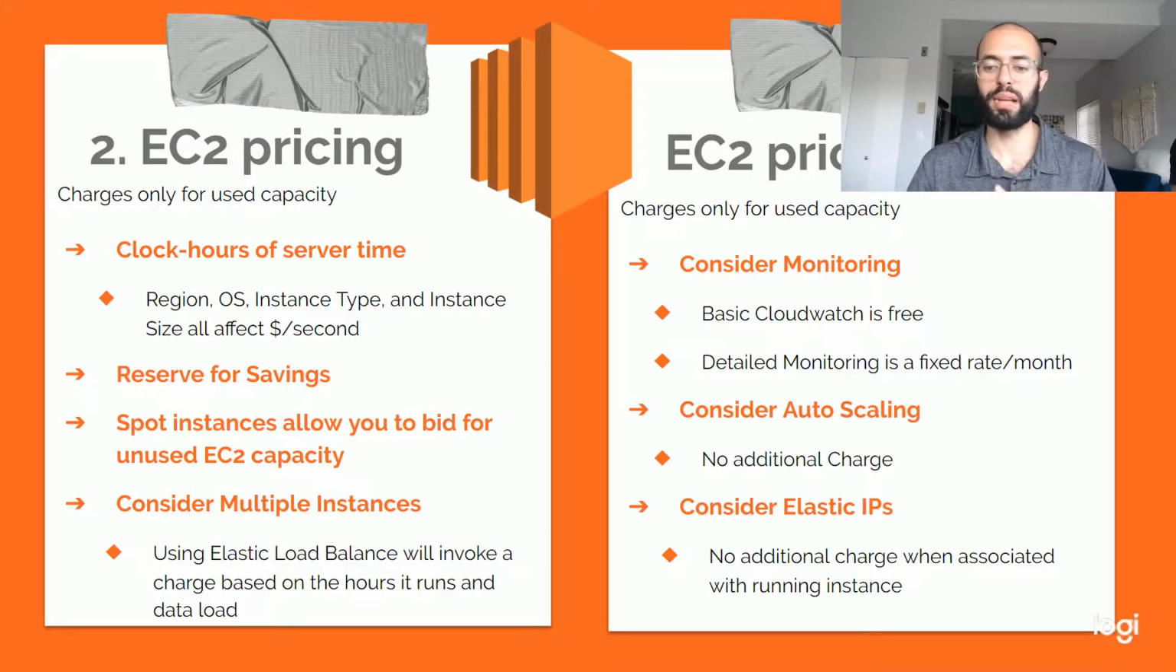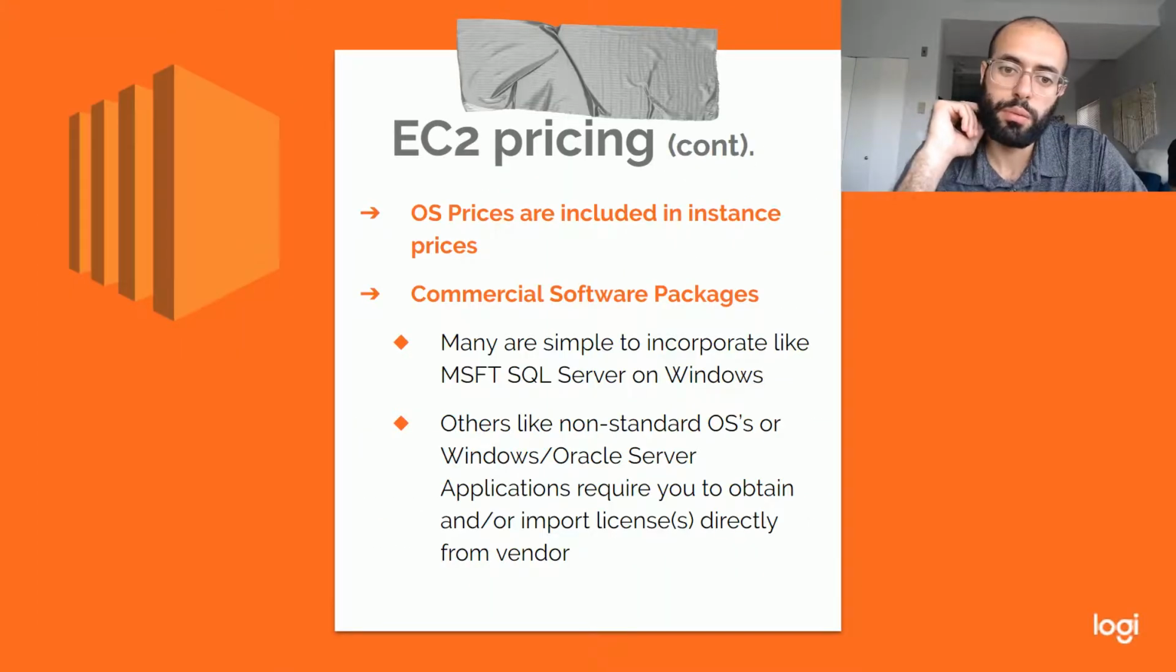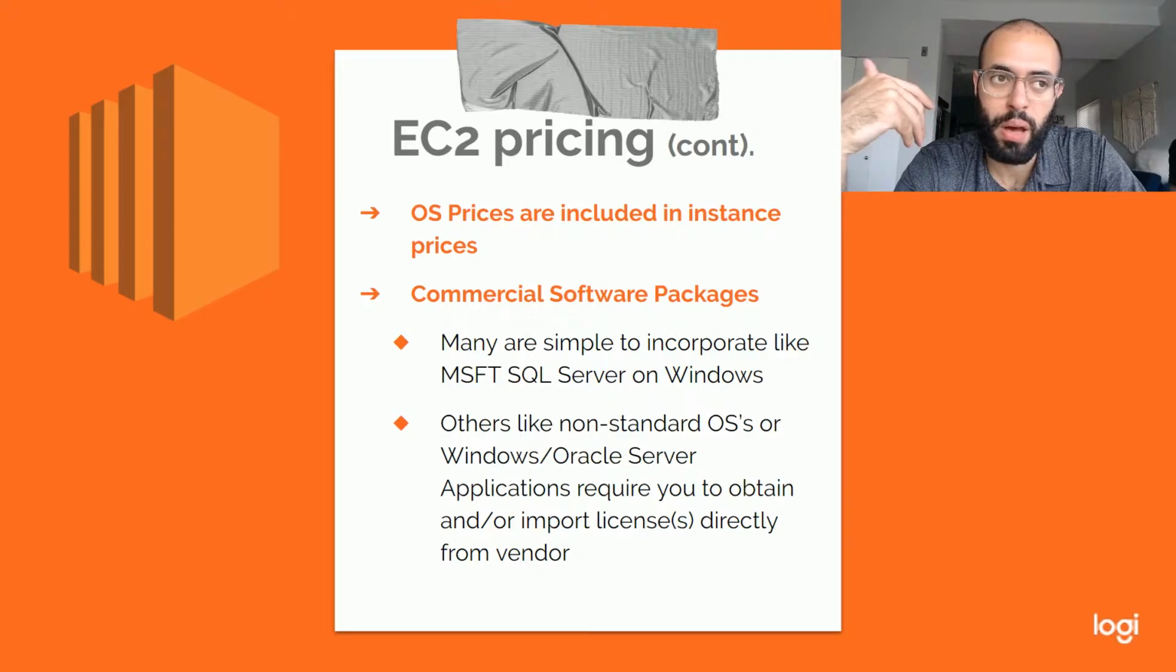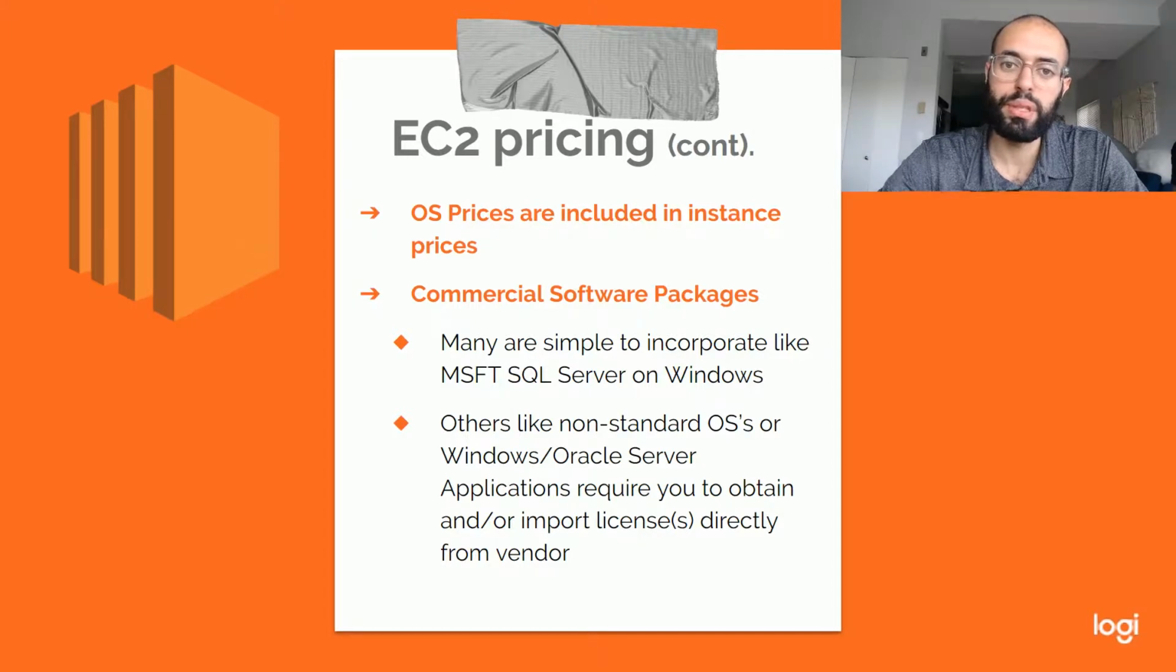And then we have the elastic IPs. The first IP is free, but usually if you use additional IPs, you are charged for those. The standard OSs and software packages that come with the Amazon AMIs, you don't have to pay additionally for. However, if you want some custom or commercial software packages such as Microsoft SQL Server or an Oracle server, then you will have to either independently get those licenses, or you can acquire them directly through the AWS Marketplace.